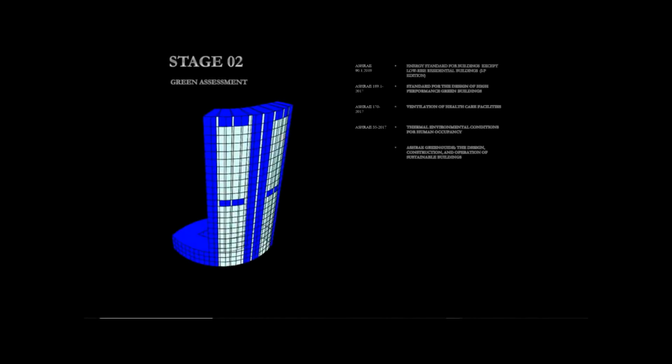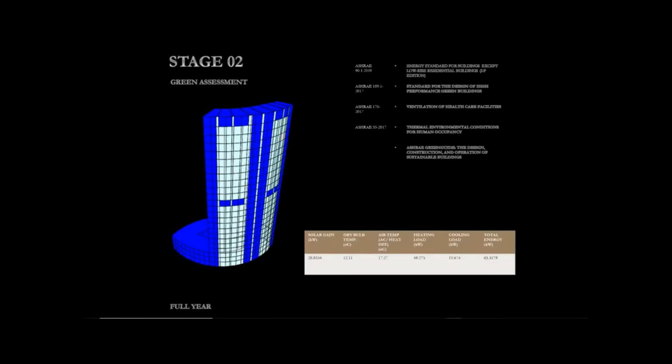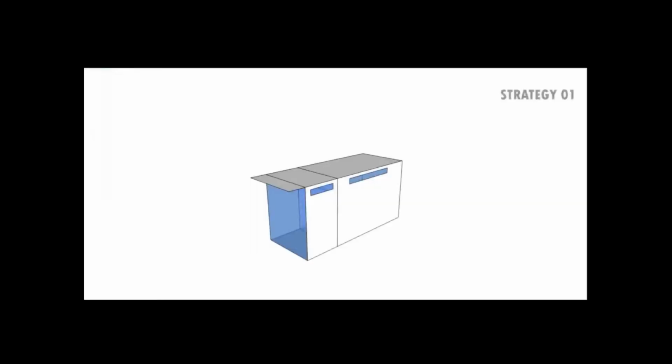Stage 2 of the analysis, green assessment. ASHRAE standards were used to analyze the building, and the result is as follows. Stage 3. Three passive techniques were used.